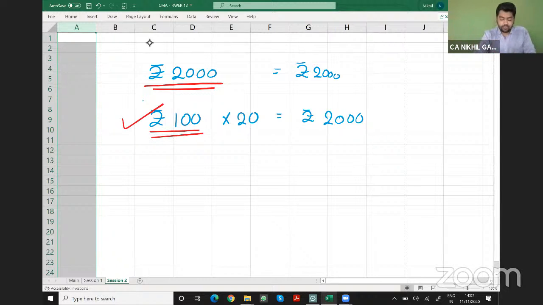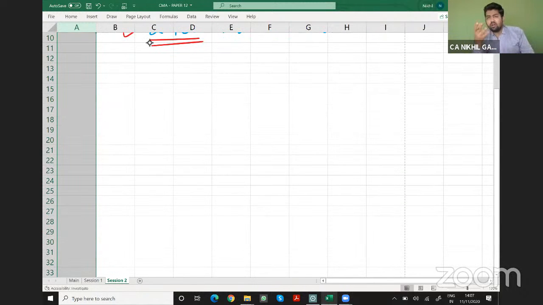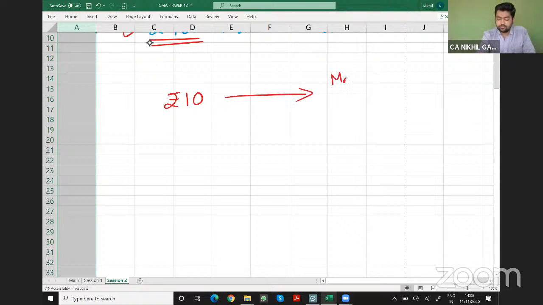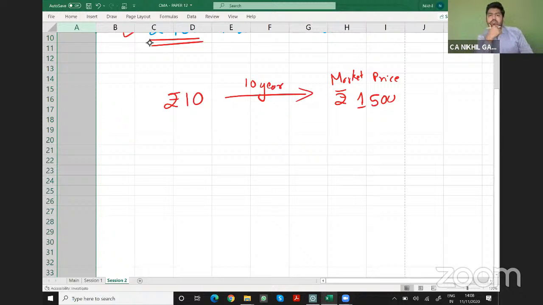In the same way, see, I have a company. I've sold the share for rupees 10. After 5 years, after 8 years, my company is performing extremely well. The value or the market price of the share is now, say, 1500. After 10 years, the market price of the share is 1500.